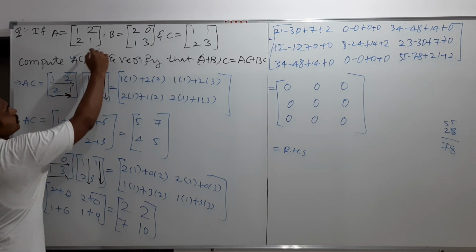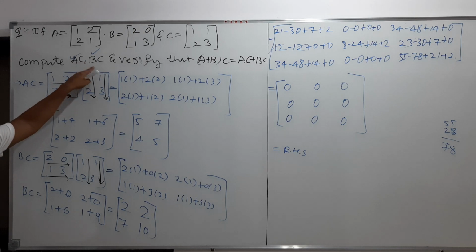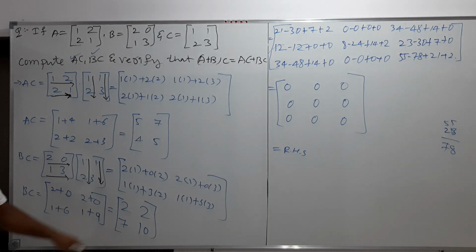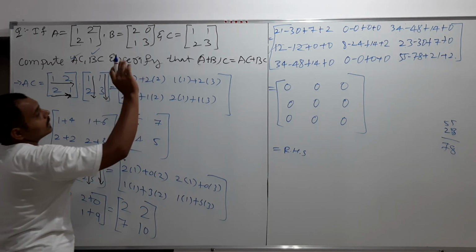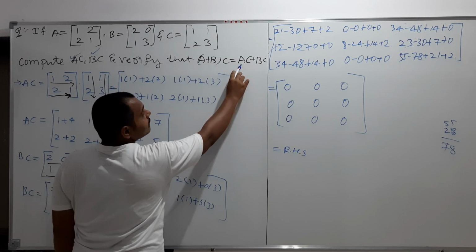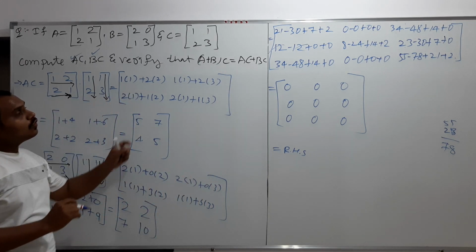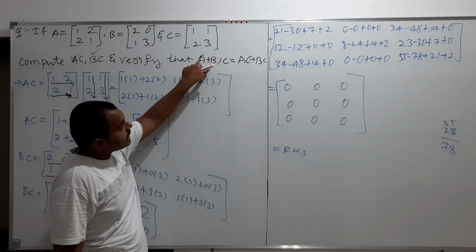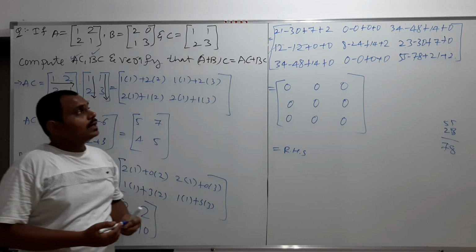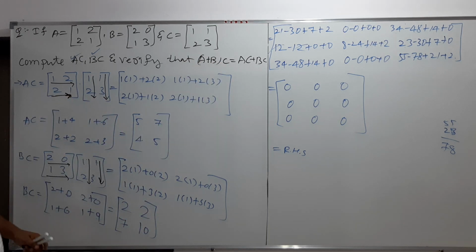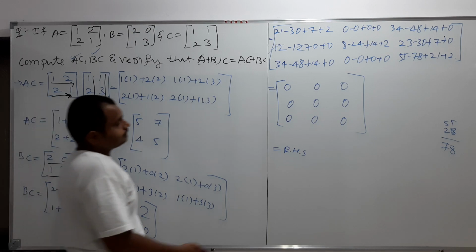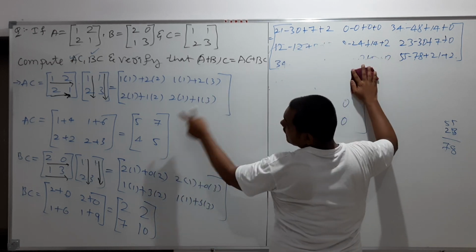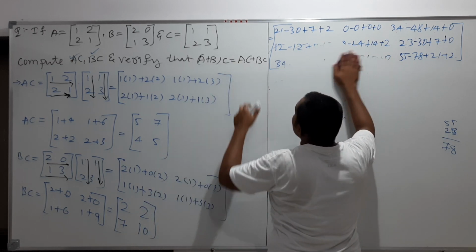My dear friends, they asked you to compute the AC and BC values. This is your AC value, and this is your BC value. Next, I should verify whether (A plus B) into C is equal to AC plus BC or not. To find this, I should calculate the A plus B value, and then multiply A plus B with C. Clear? Or else I'll add AC plus BC, so that I get the RHS.